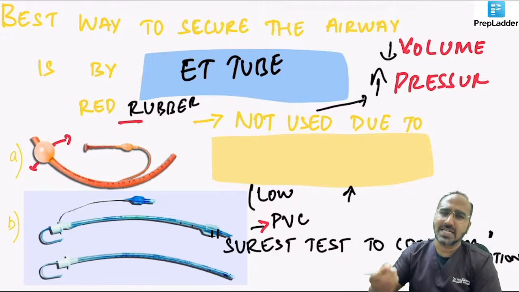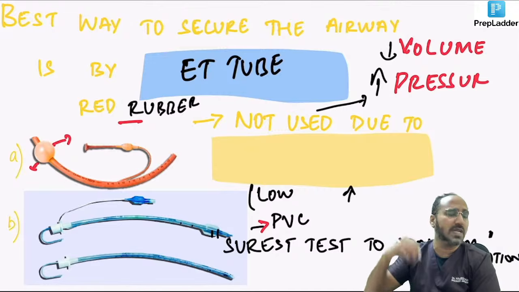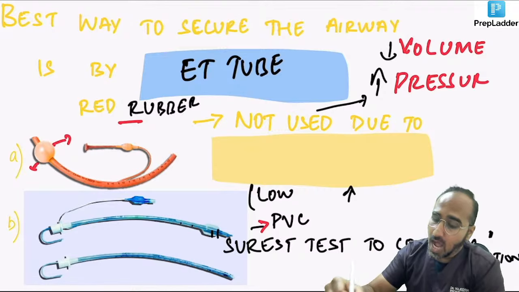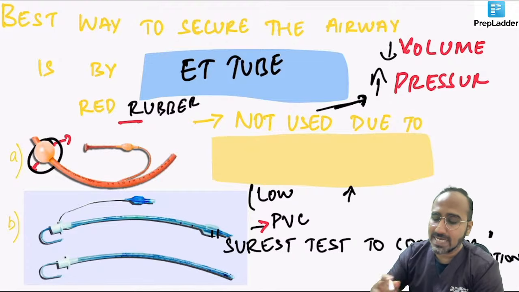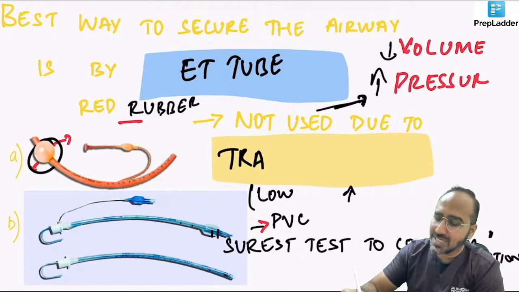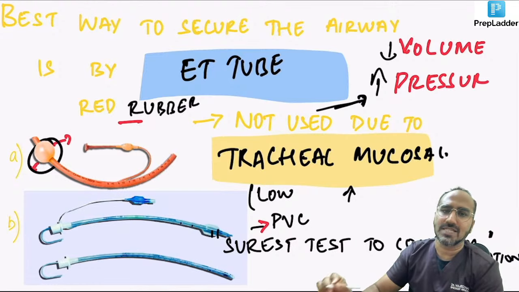So as we are discussing the endotracheal tube, there are two types of endotracheal tube. Red rubber tubes which were used previously, but these were high pressure and low volume. High pressure, look at the cuff, guys, high pressure, which was causing tracheal mucosal injury. Due to this reason, we are not at all using this red rubber tube.